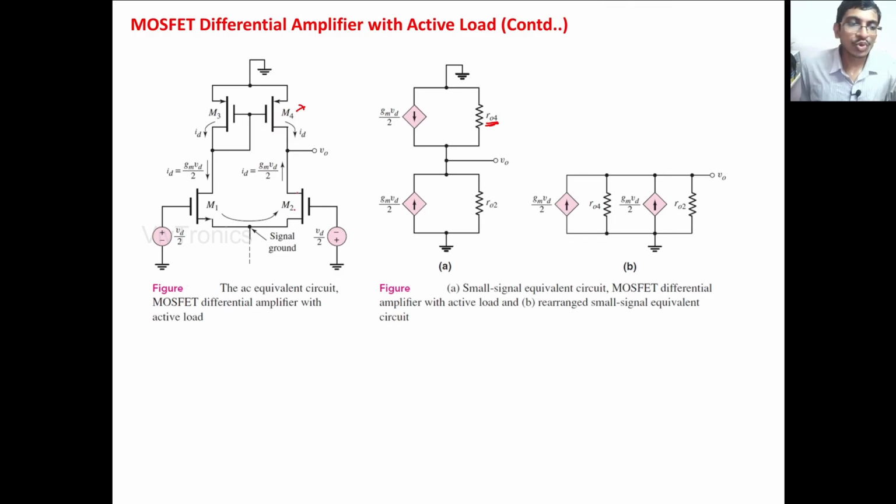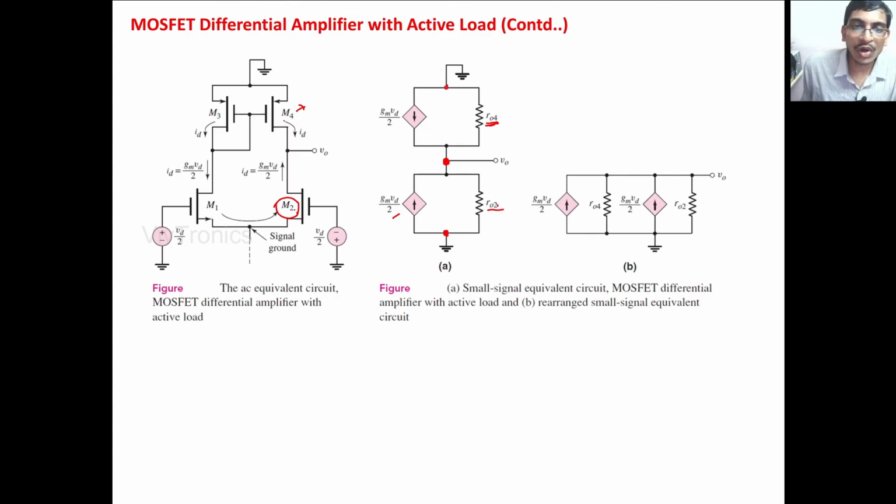Similarly, for the M2 transistor, we will have a gm vd by 2 current source along with the r02 internal drain resistance. Okay, here the 2 indicates the second MOSFET M2. The direction of the current, as it is the PMOS, should be like this. As it is the NMOS, the direction is like this. And we are going to take the output voltage between the common drain terminal of these M4 and M2 transistors. Okay, so like this we have the equivalent circuit.